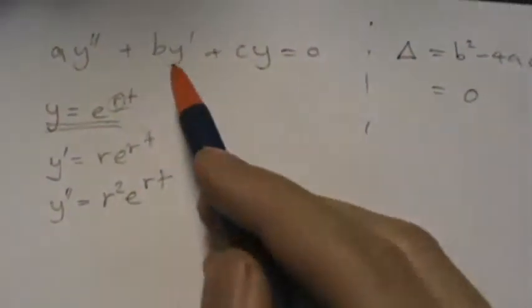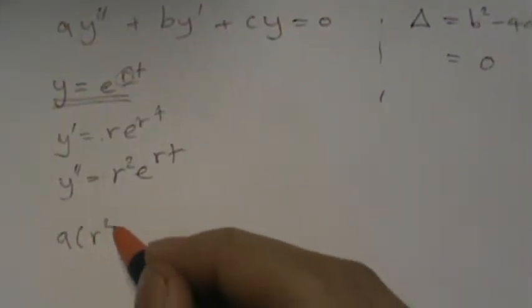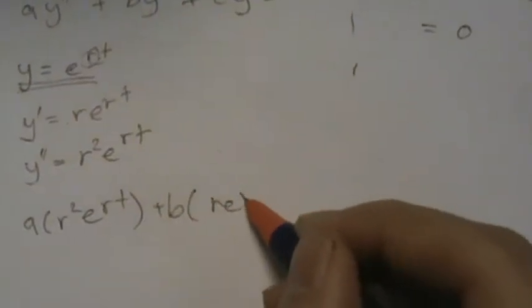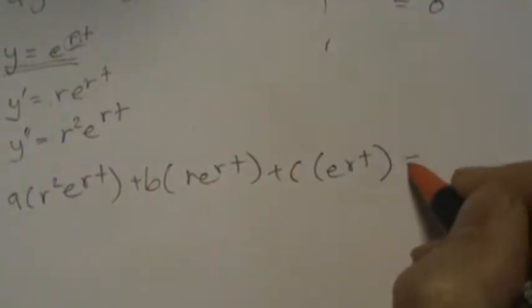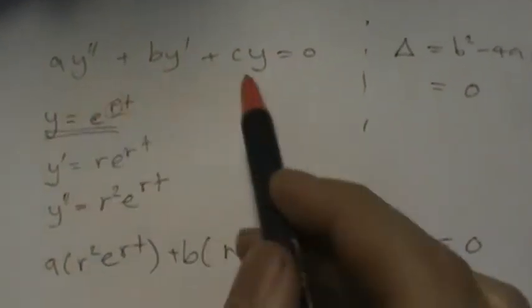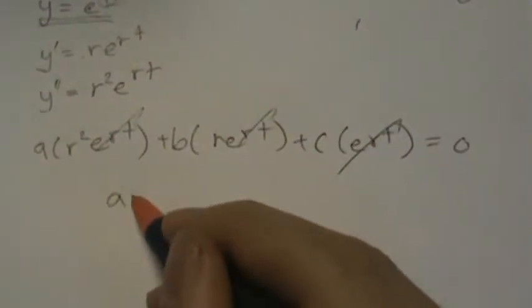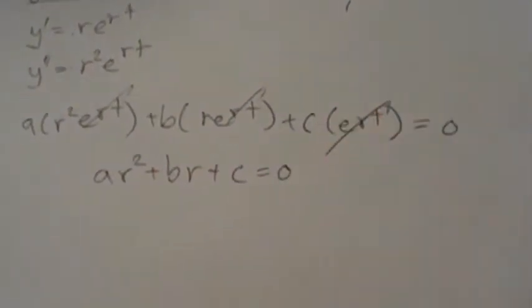Once we get these three terms here, you just simply substitute into the original equation. So we have a multiplied by r squared e to the rt plus b r e to the rt plus c e to the rt. The entire thing has to equal 0 because you have to satisfy this equation here. And you know that e to the rt cancels out. We will get a r squared plus br plus c equal to 0.